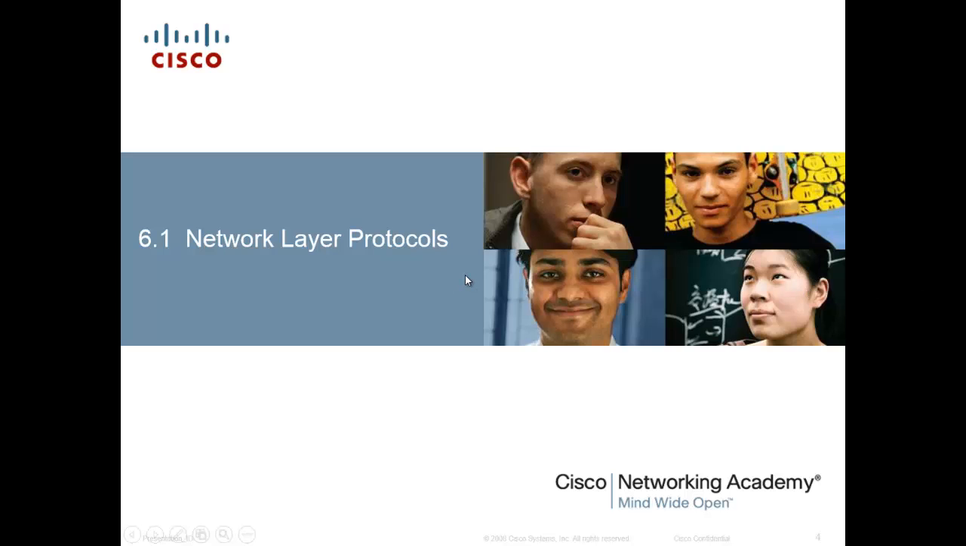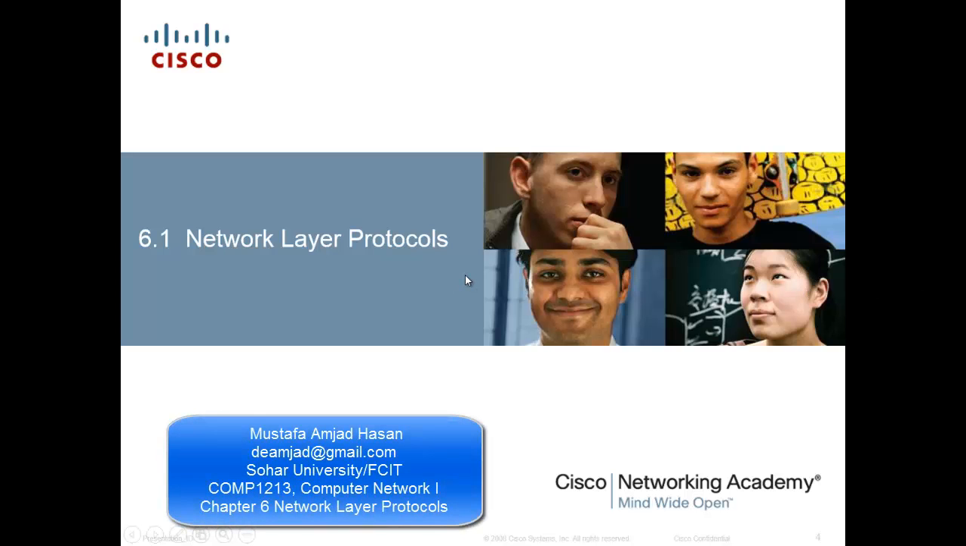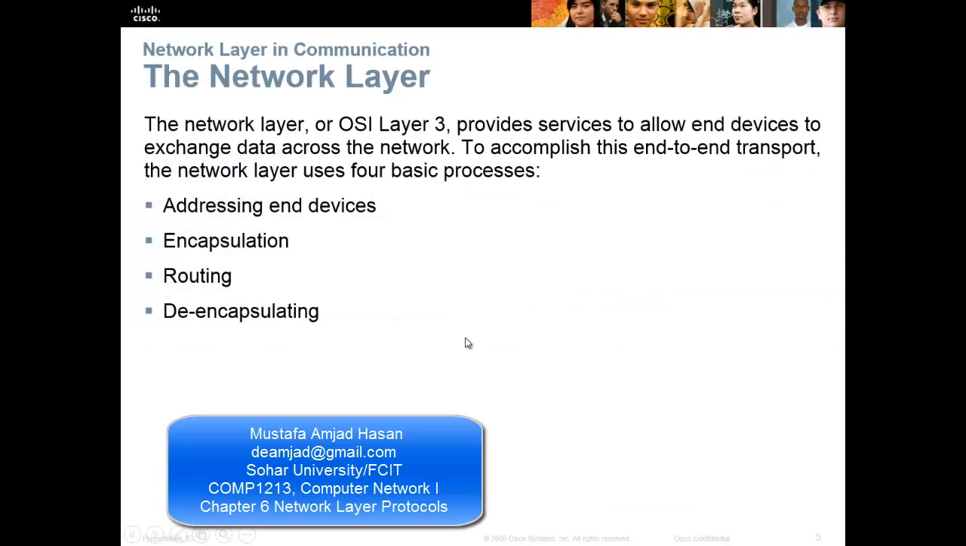Okay, so today is about Chapter 6. We already discussed Chapter 6 and talked about it in the last 2 weeks. But I promised you that I'm going to record a video just to highlight some of the important parts in this chapter. So first, this chapter is about the network layer, and the network layer does the following: addressing devices, encapsulation, routing, de-encapsulation. These are the important parts in this chapter.